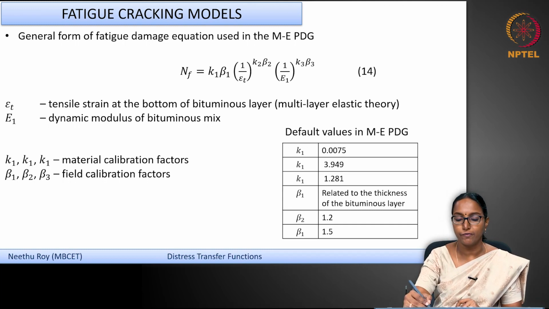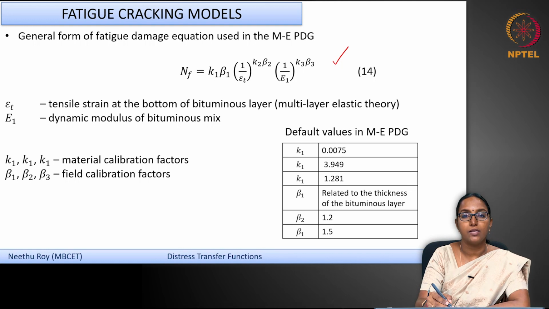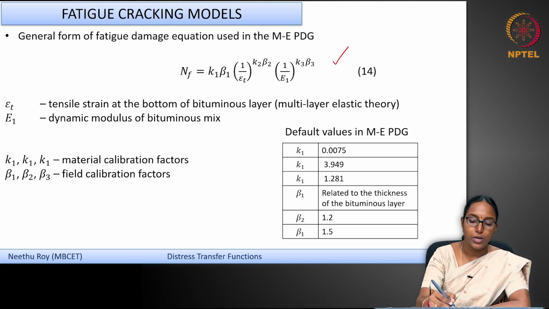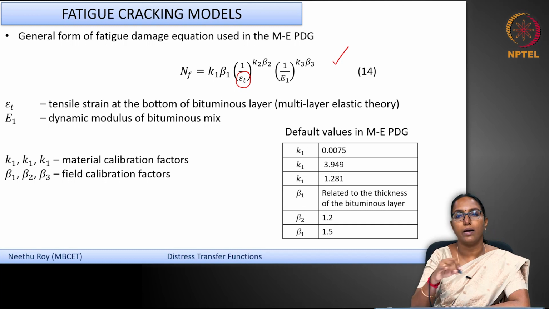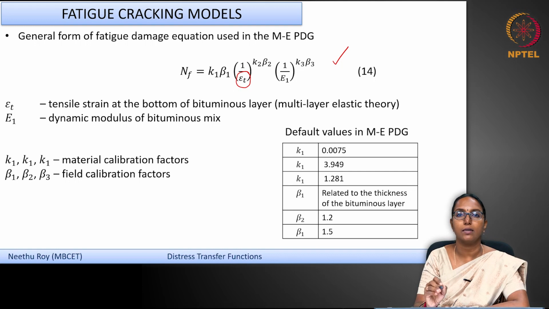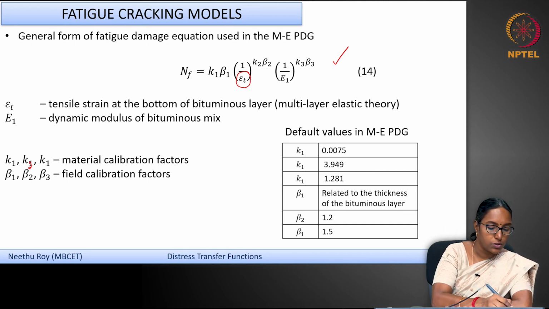You can see the general form given in the MEPDG, which is Nf equal to K1 beta 1 (1 by epsilon t) raised to K2 beta 2 and (1 by E1) raised to K3 beta 3. Here epsilon t and all the definitions are the same as what we have already discussed. To get epsilon t, you have to analyze the pavement structure. You can do a layered elastic analysis and find the critical epsilon t at the bottom of the bottommost bituminous layer. And K1, K2 and K3.